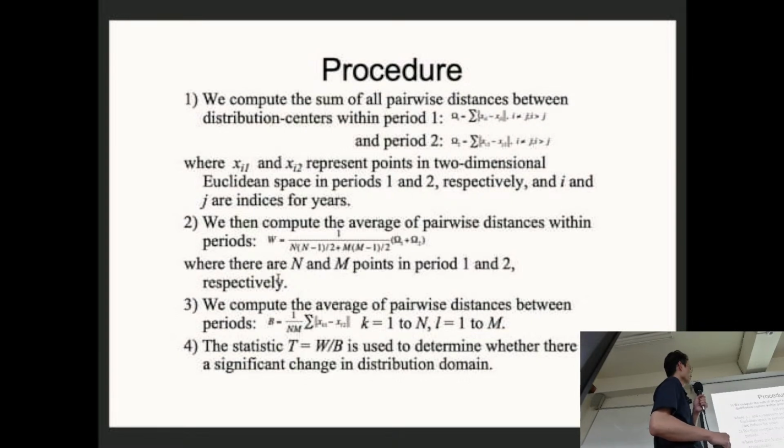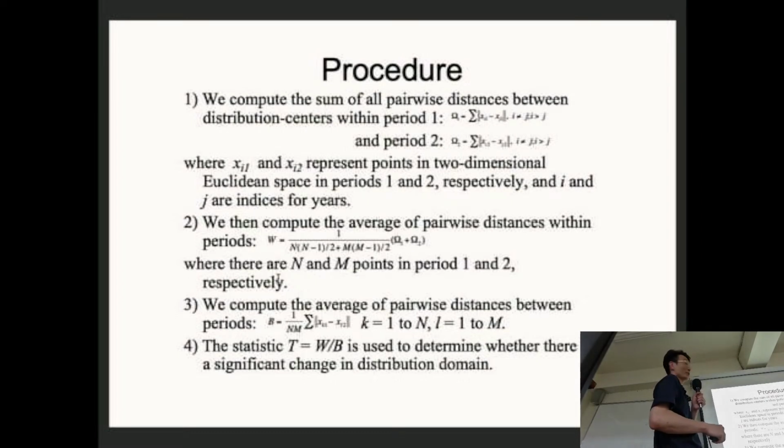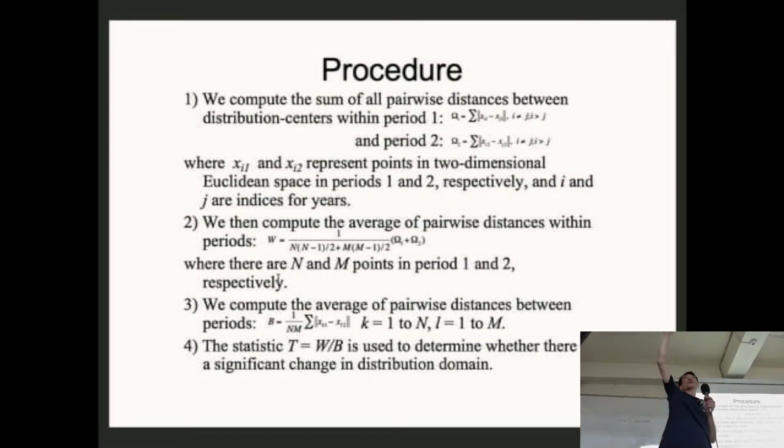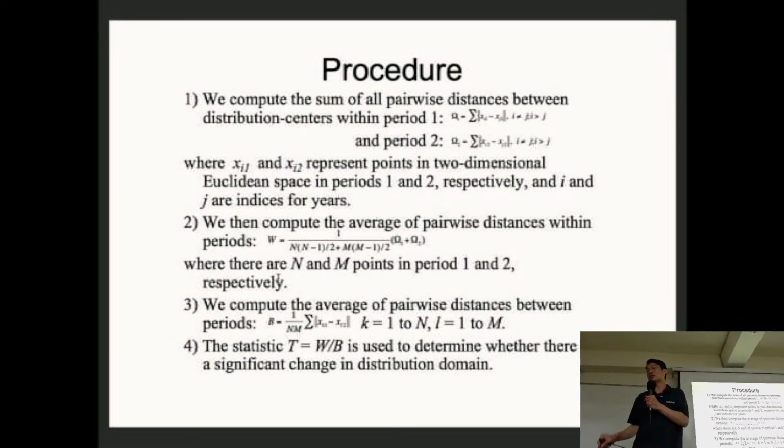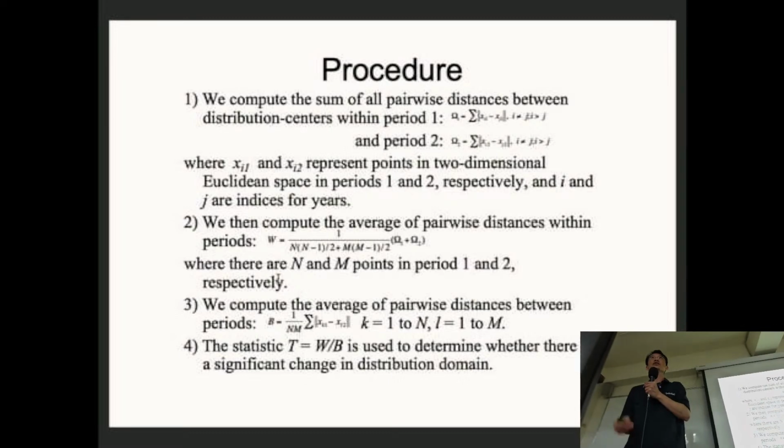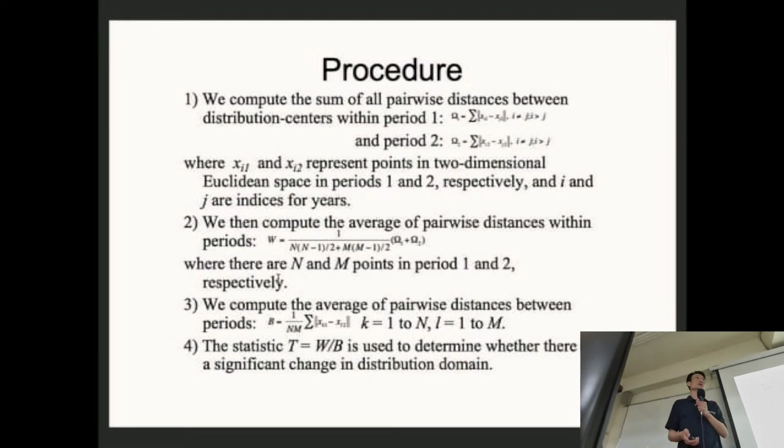If the T is small, that means B is large. If B is large, the pairwise distance between the two periods is large, which means they are separate. Then you randomize the data set, create a new distribution of T, and then you can do the hypothesis test. It's a very simple concept. Likewise, you can design whatever randomization test you like for your interest.